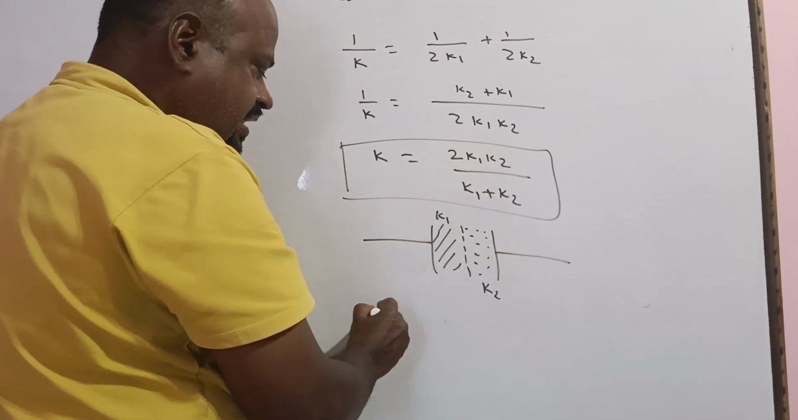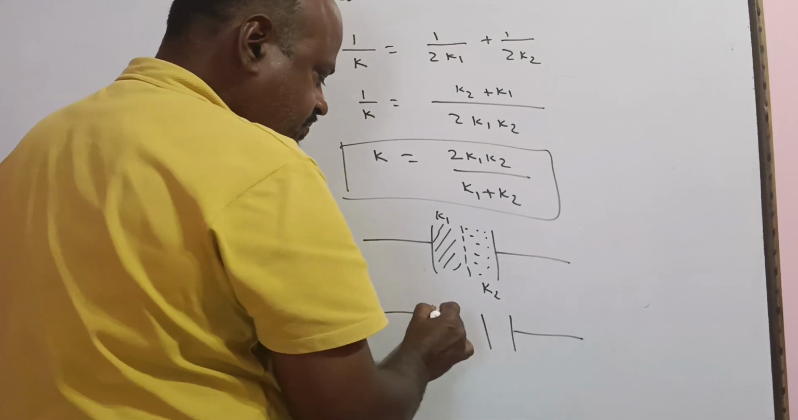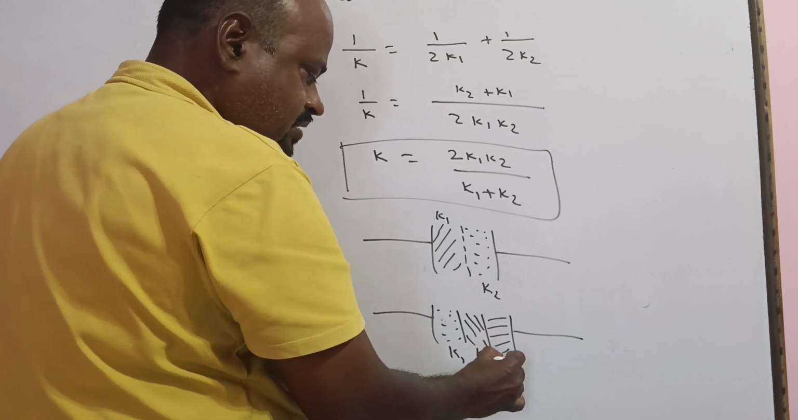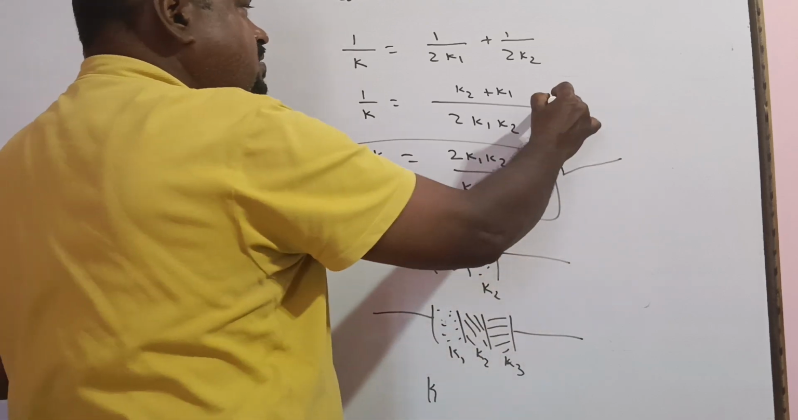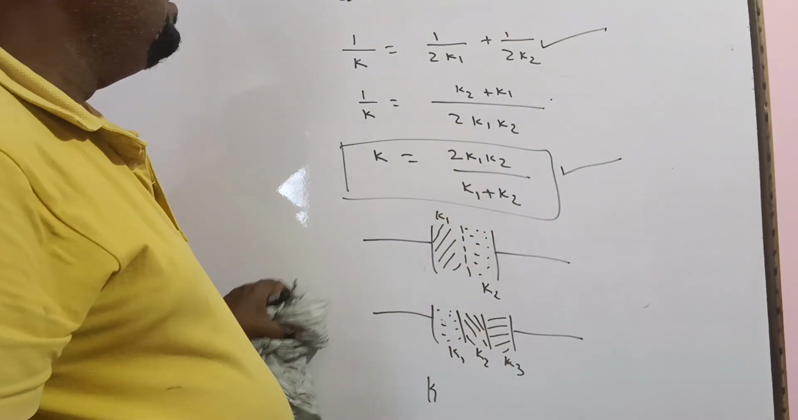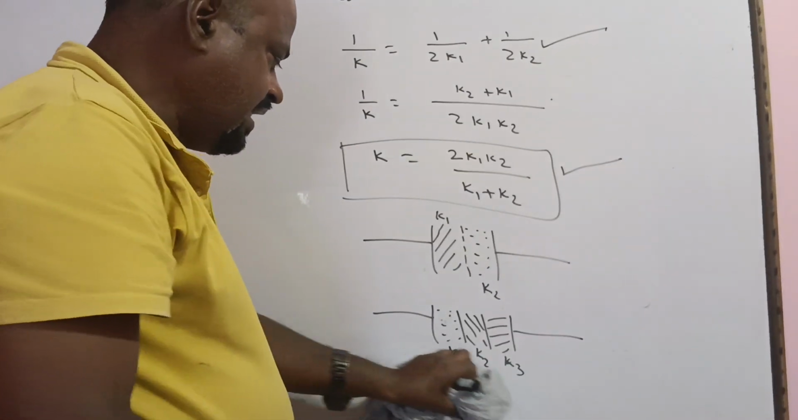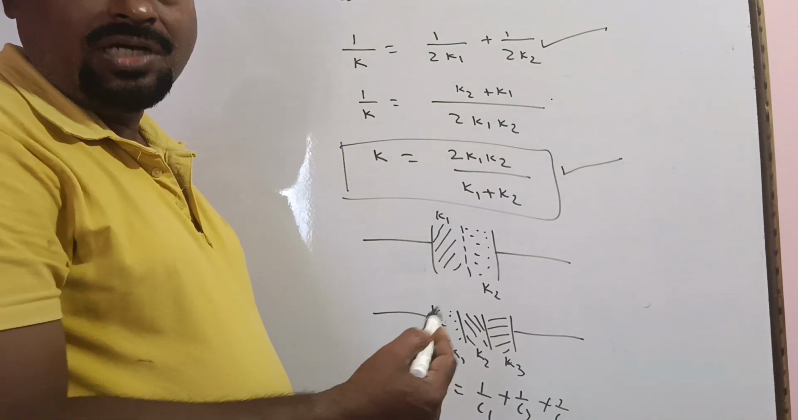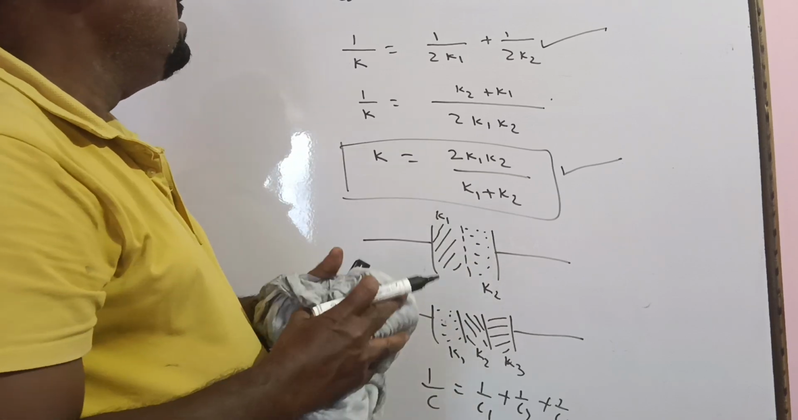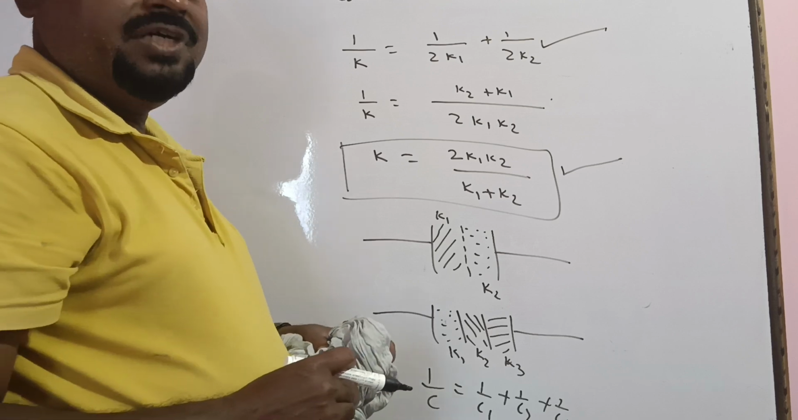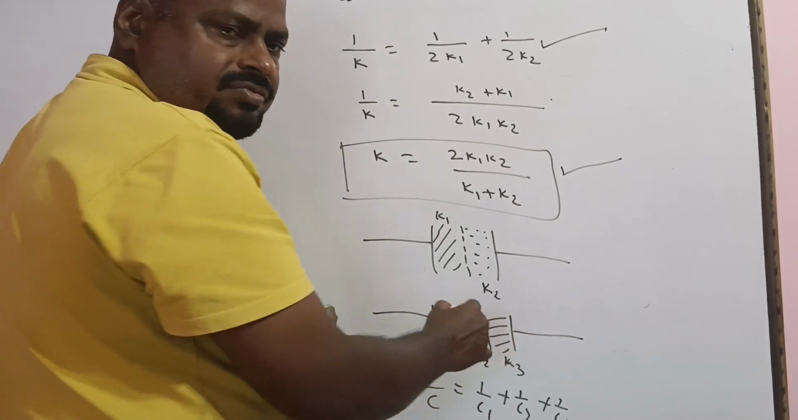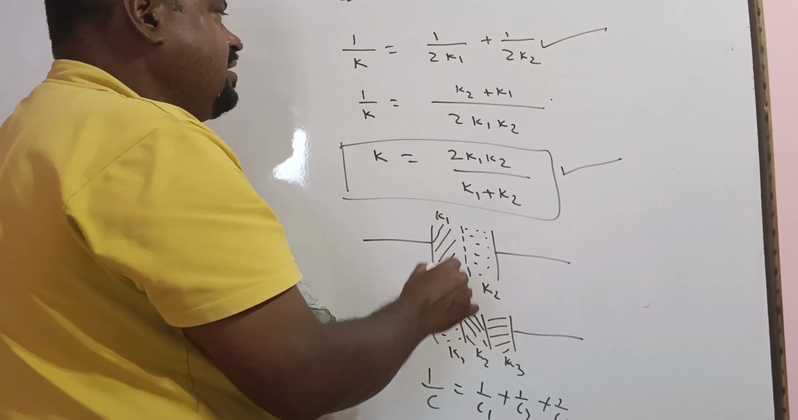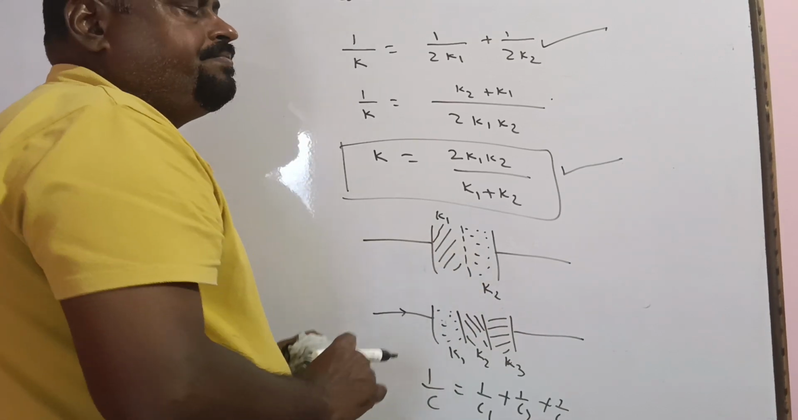Like this, if there are three dielectrics, dielectric 1, dielectric 2 and dielectric 3, K1, K2, K3, you can calculate in the same way. For a series grouping of 3 capacitors, 1 by C equals 1 by C1 plus 1 by C2 plus 1 by C3. You put in the values and get the equivalent dielectric constant, 1 by K. So in case of three dielectrics inserted in series manner, you calculate the equivalent dielectric constant like this. Okay. Thank you.